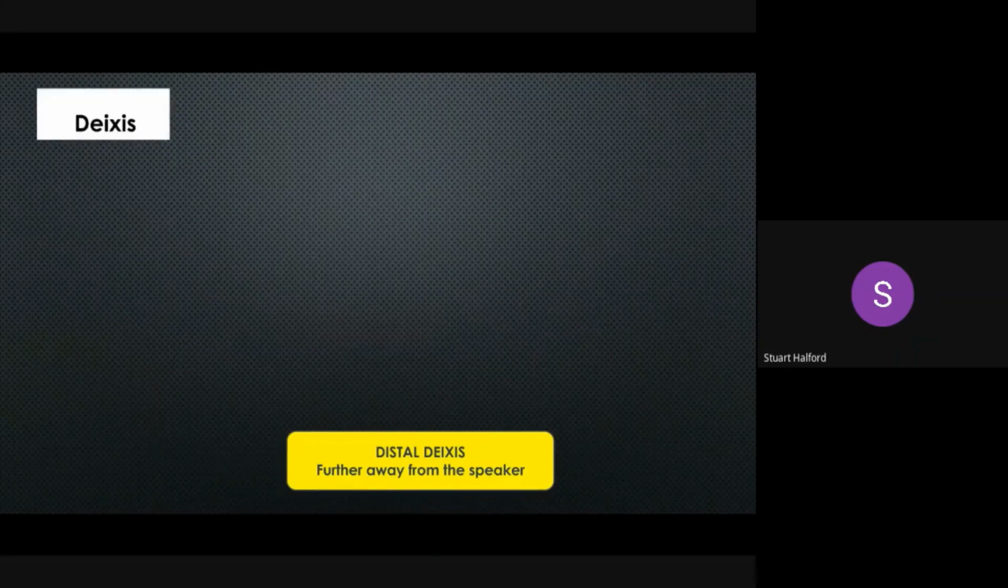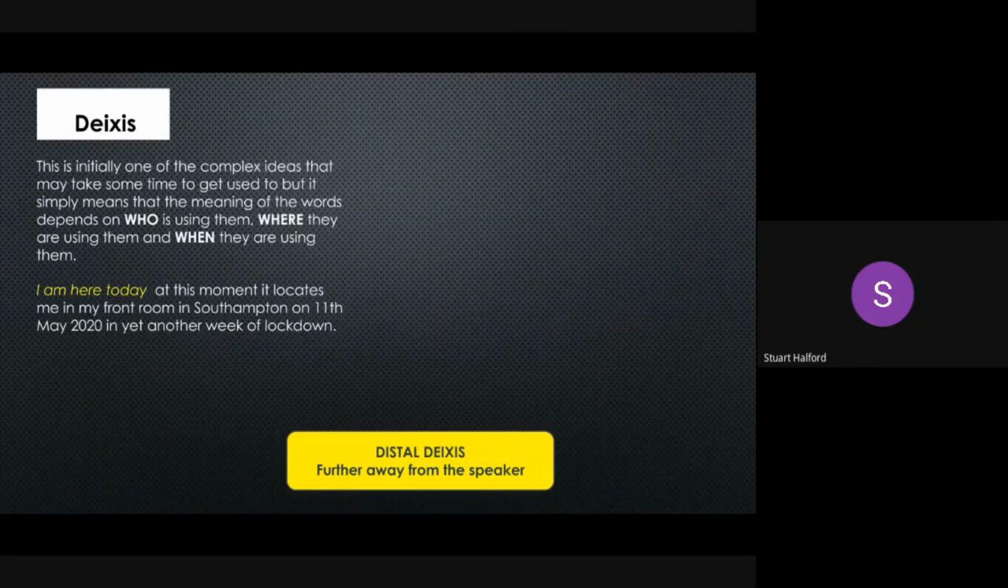Let's move on to deixis then. So it's one of the complex ideas. Sometimes it takes some time to get used to it, and it's not always needed. It's not always essential, but it simply means that the meaning of the words depends on who's using them, where they're using them, and when they're using them. So if I say I'm here today, the deixis of that is at this moment it locates me in my front room in Southampton on the 11th of May 2020 in yet another week of lockdown.